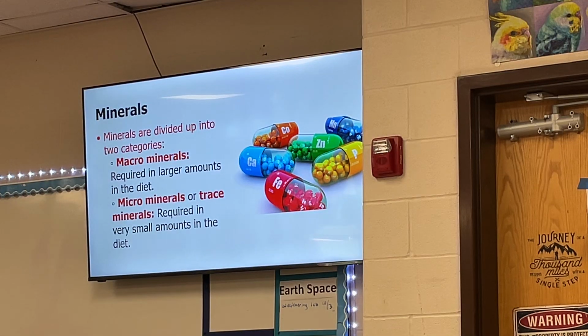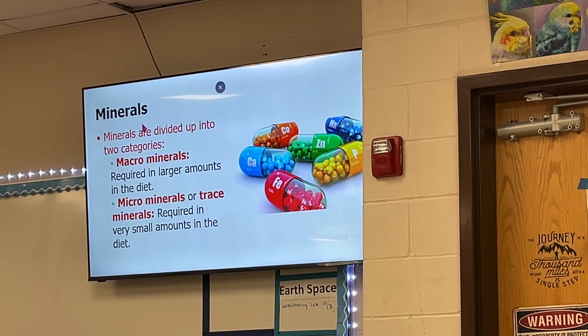All right, so minerals are divided into 2 groups: macro minerals and micro minerals, or trace minerals. And your assignment is going to be on micro minerals. The macro ones are required in large amounts in the diet, and the micro ones are required in small amounts in the diet. So there are 2 different kinds, and it's just based on how much your body needs.